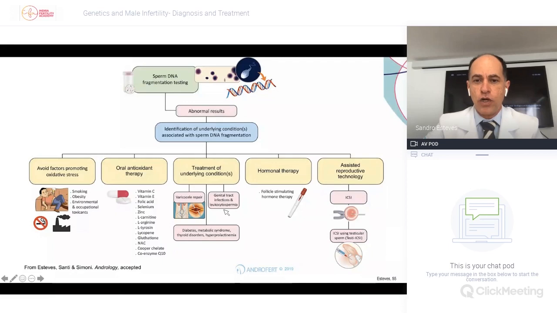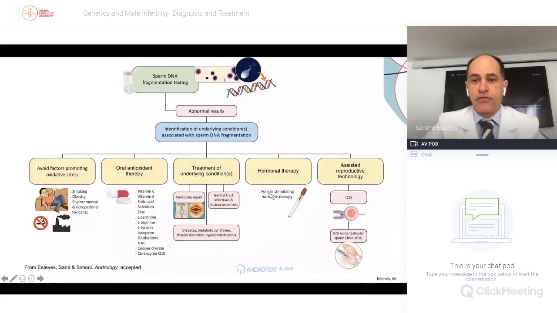It could be a patient with varicocele, with a genital tract infection, leukocytospermia, diabetes, metabolic syndrome, thyroid disorders, or hyperprolactinemia, which could also increase sperm DNA fragmentation. We could identify and treat these conditions. Treating these conditions could be by varicocelectomy, by treating the infection with antibiotics, or by adding oral antioxidant therapy, and I'm including some antioxidants that we need to consider when giving the patients the prescription, and also avoiding these stressors promoting oxidative stress.